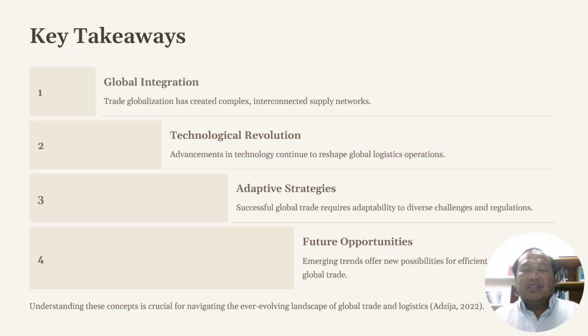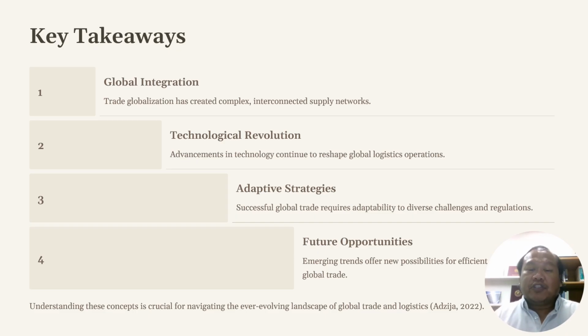Adaptive strategies. Successful global trade requires adaptability to diverse challenges and regulations. Of course, we understand the challenges and regulations, and we need to get around them. We need to find a solution for these challenges. Otherwise, if we cannot find a solution to these diverse challenges, then we will be falling behind.